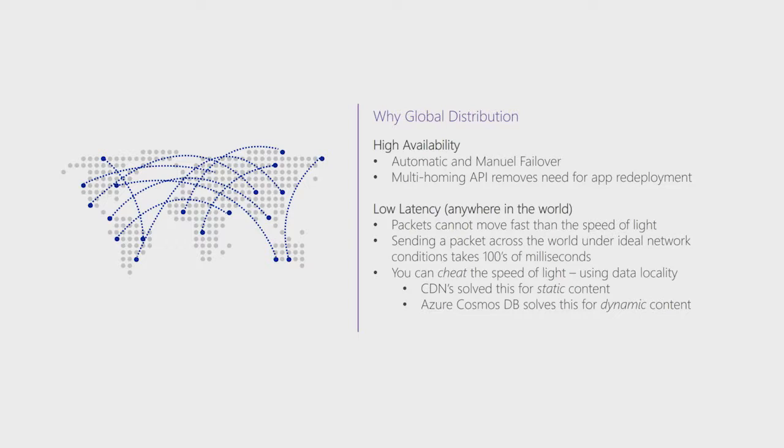On top of this, we actually put a multi-homing API. What that means is that all of the different database regions are actually using the exact same URI. Using the multi-homing API, if you have to do a database failover, an automatic failover or a manual failover, you don't have to redeploy the application. Because it's the exact same URI, it's going to automatically start redirecting all the requests to the correct region. But here's the kicker. It's not just for high availability. It's actually for low latency access all around the world.